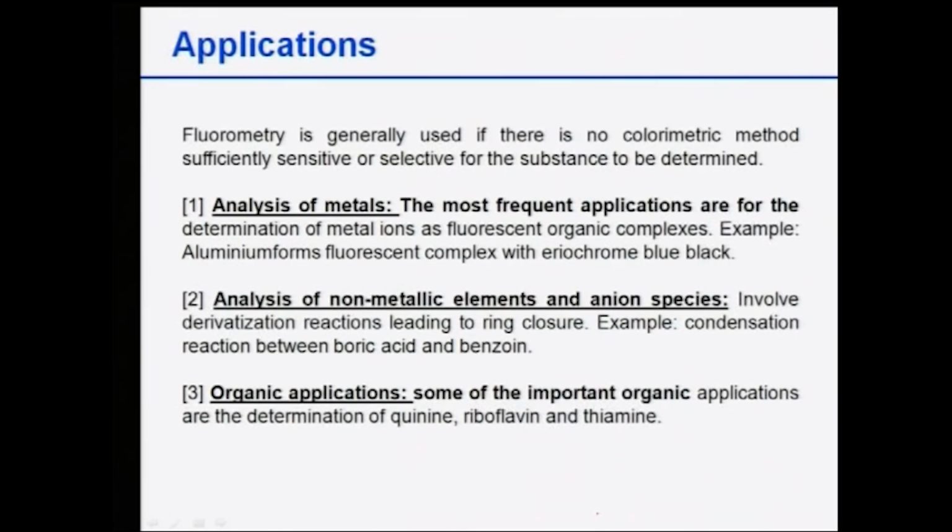Well, finally, what are the applications? Fluorometry is generally used if there is no colorimetric method sufficiently sensitive or selective for the substance. In analysis of metals, the most frequent applications are determination of metal ions as fluorescent organic complexes, like aluminum forming a fluorescent complex with eriochrome black blue. Analysis of non-metals also, like anionic species, can be measured, like the condensation reaction between boric acid and benzoin. Organic, I have shown a lot of examples. Some of the important organic applications are quinine, riboflavin, and thiamine.